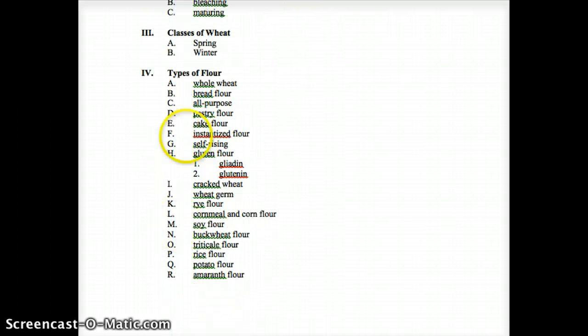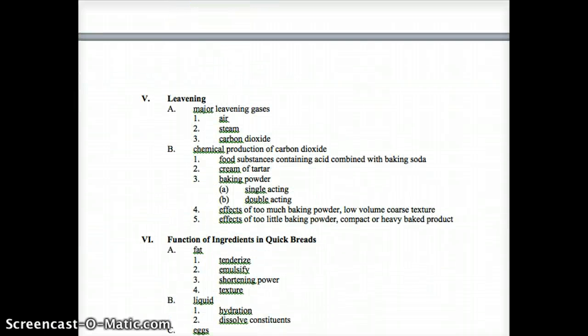Spring and winter wheat. Here's a list. You don't need to really worry about much of this.